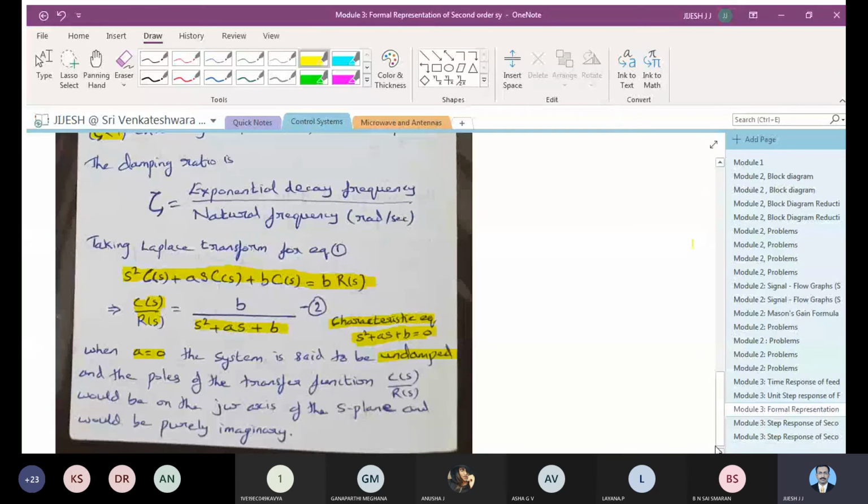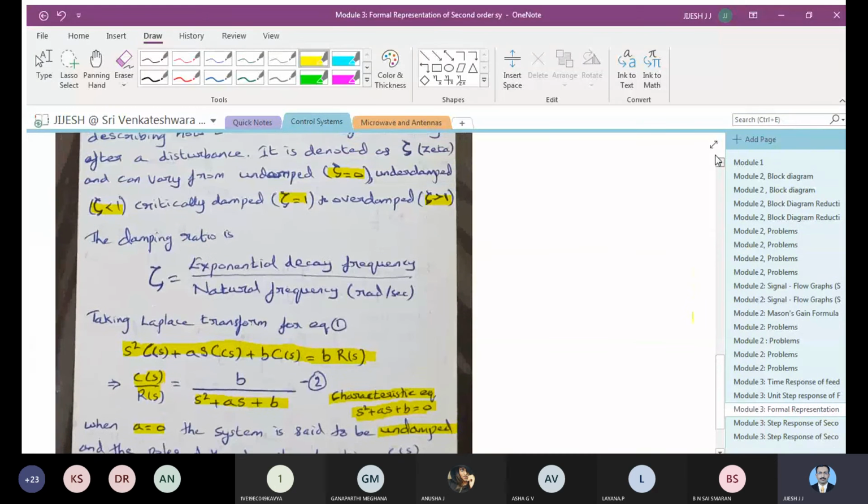So you may get in the question paper: explain damping ratio, explain natural frequency. So all those things can be asked. What is the formal representation? So theory questions can be asked from this section. So you have to understand all these things.